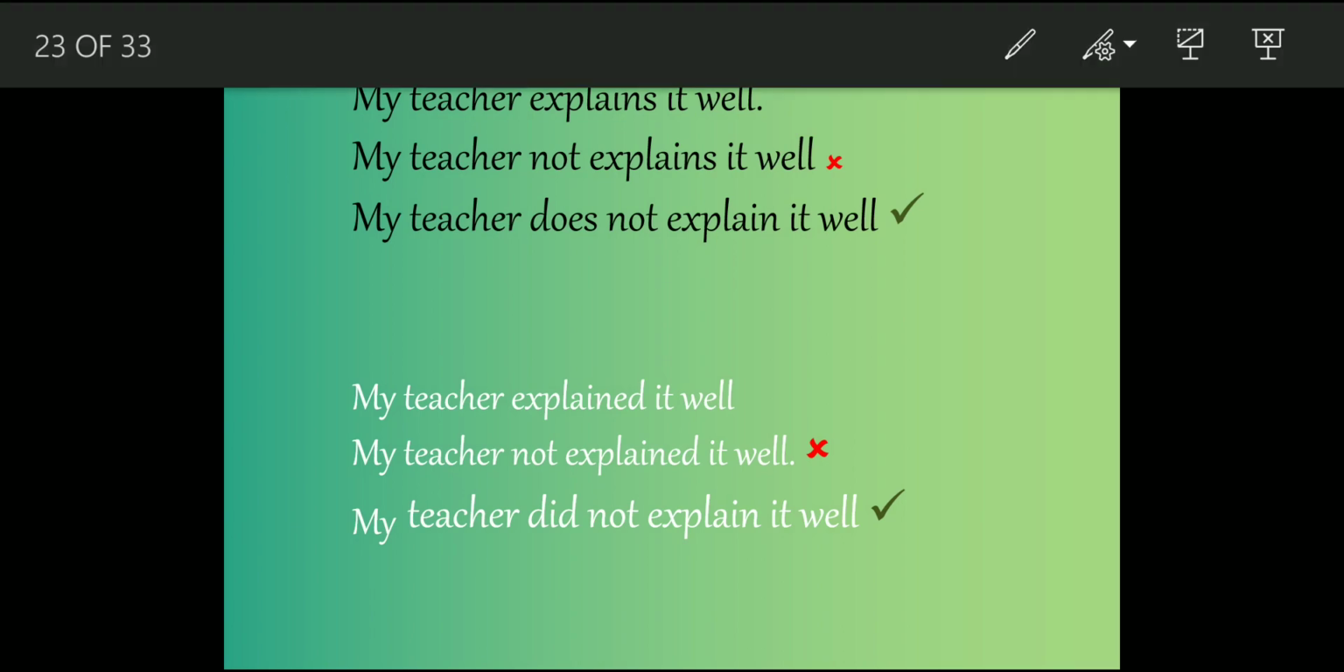Right, these are the examples we have seen in the previous video. My teacher explains it well is a positive statement. For that we tried to write the negative statement. My teacher not explains it well. That is a wrong statement. Simply, I cannot place not after that. So we require helping verbs to place that not. So we are introducing does here. My teacher does not explain it well. Observe this: again we did not write explained or explains. Simply, my teacher does not explain it well, which is a correct statement. To write that negation we require a helping verb and we introduced does here.